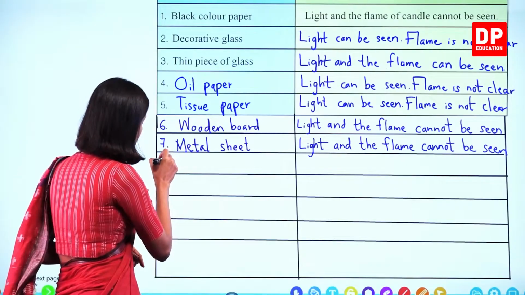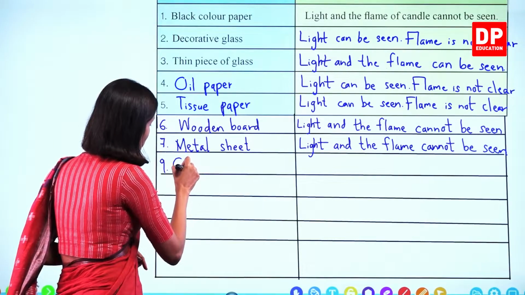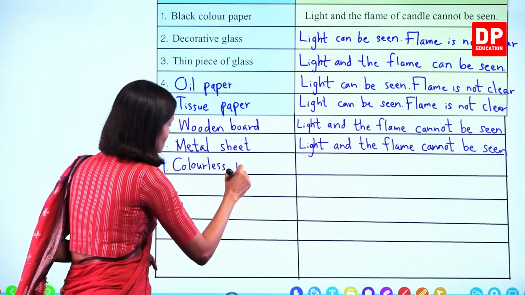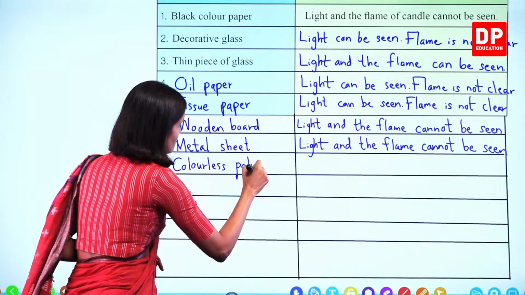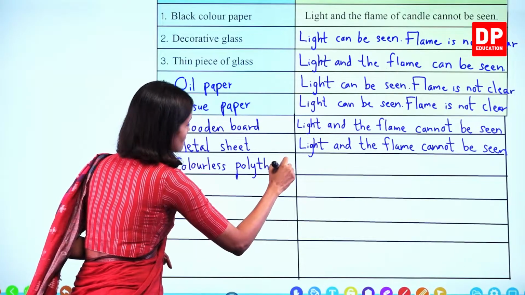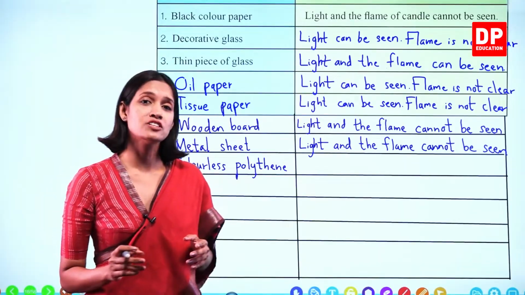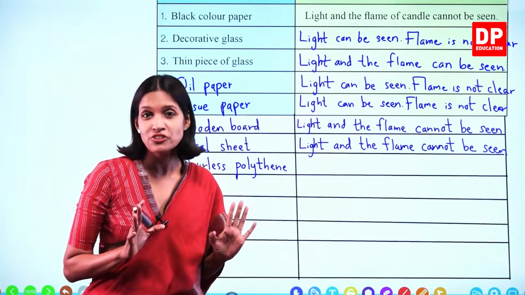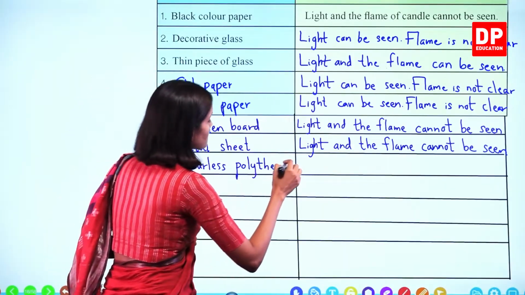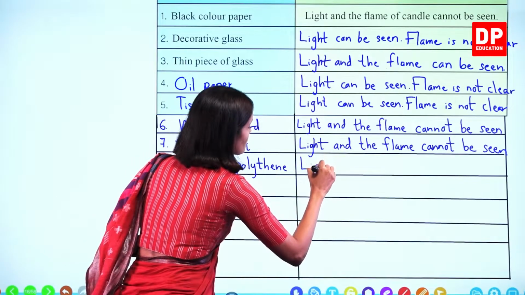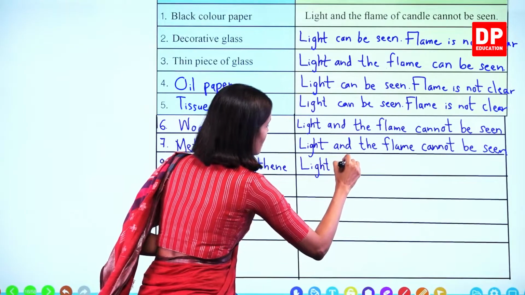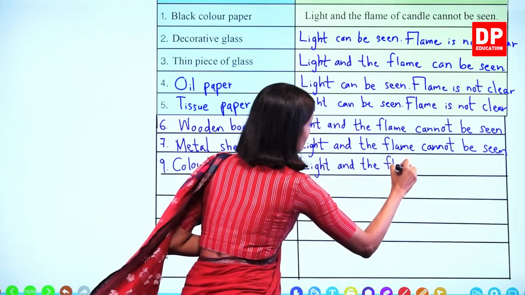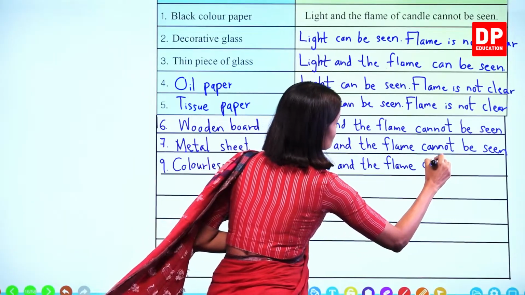Right? So we will write colorless polythene. What happened with colorless polythene, children? We could see the light and the flame both very clearly, okay? Light and the flame can be seen.